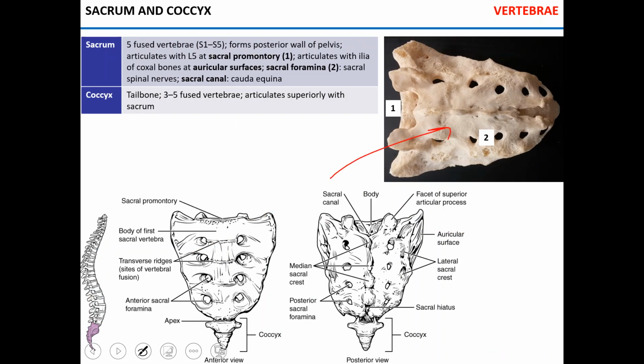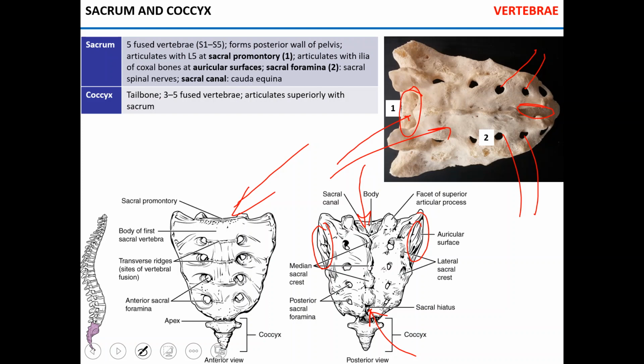Sacrum is composed of 5 fused vertebrae. It articulates with the 5th lumbar vertebra. Sacral promontory, and auricular surfaces are the sites of articulation with the ilium of the coxal bones. Sacral foramina, these openings, are the sites for the sacral nerves to leave the spinal cord. Cauda equina of the spinal cord goes through the sacral canal. You can see the opening of the sacral canal and another end at sacral hiatus. So sacral canal entrance is here, exit is here.